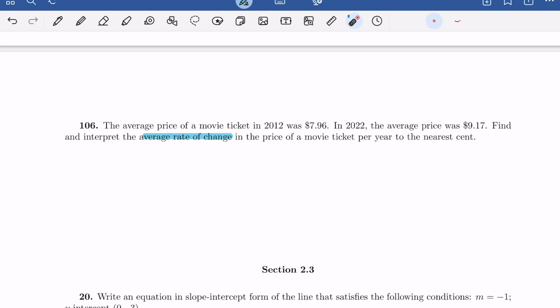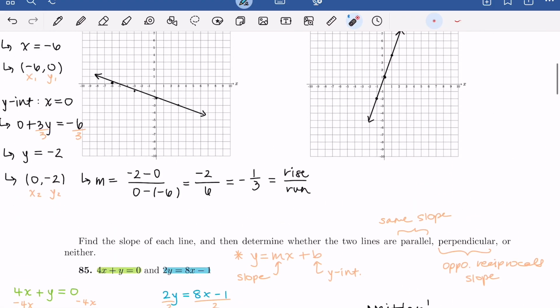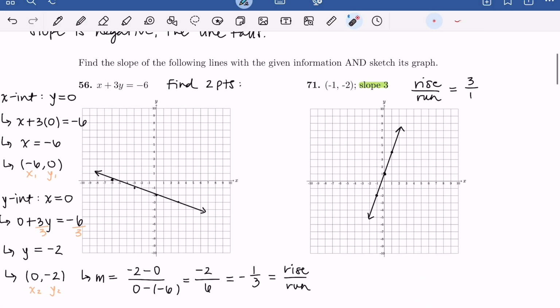So what we can do is we can apply our slope formula. So the slope formula applied to any 2 points on a line is going to give the average rate of change in y per unit change in x. So for example, if we go back up to these guys here, when we were graphing these lines, when we were looking at the slope, we were looking at this change in y per unit change in x.